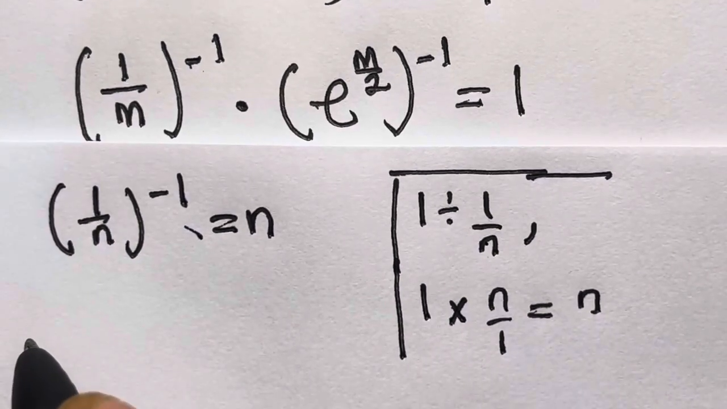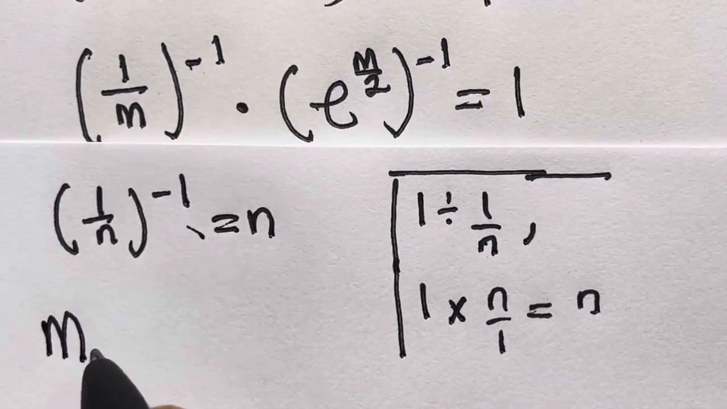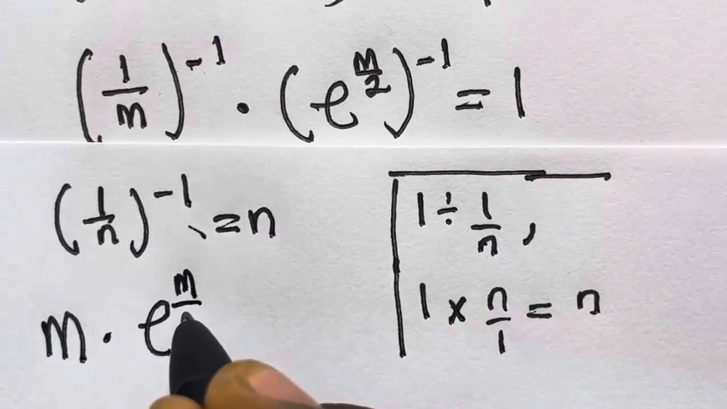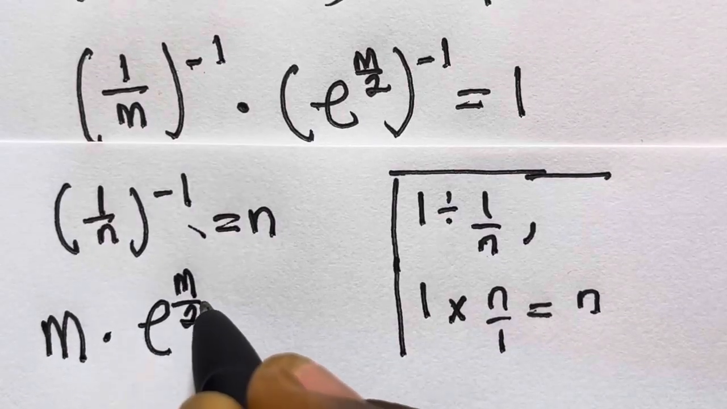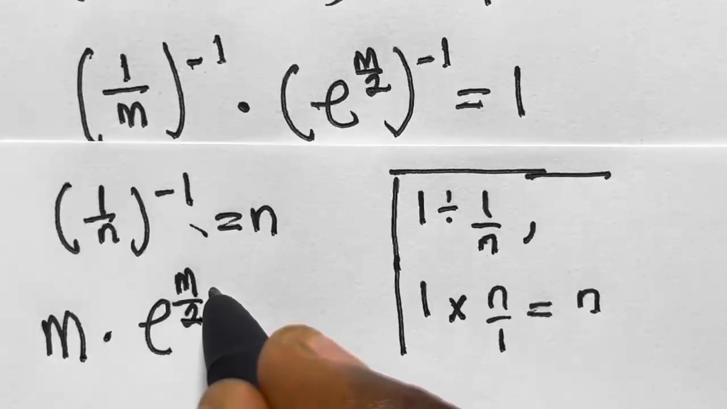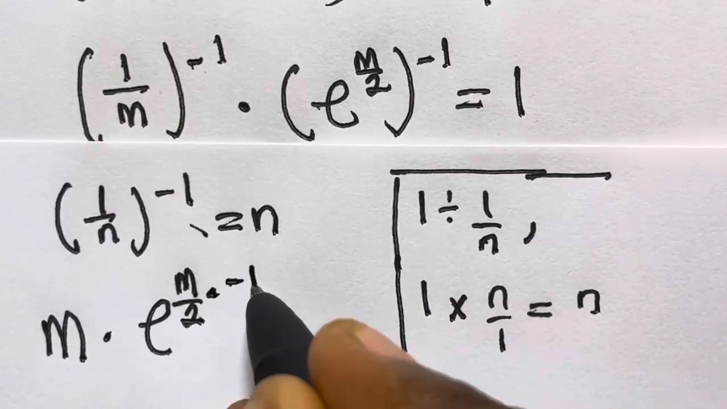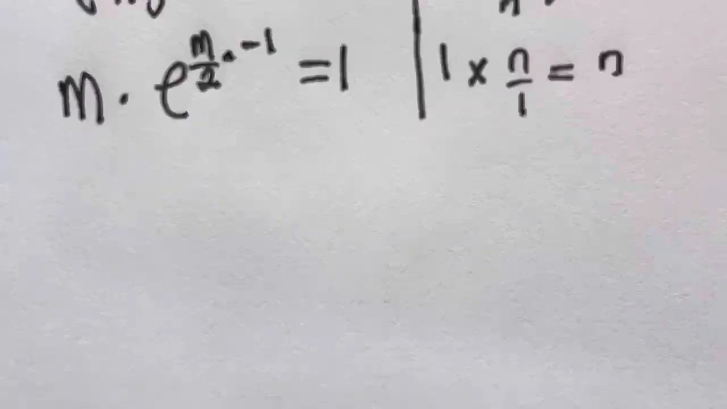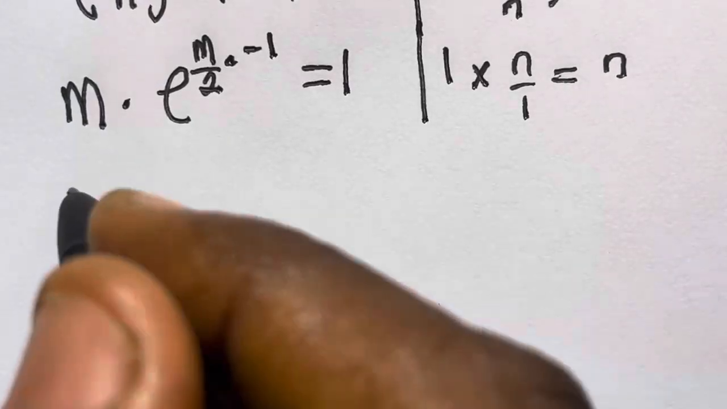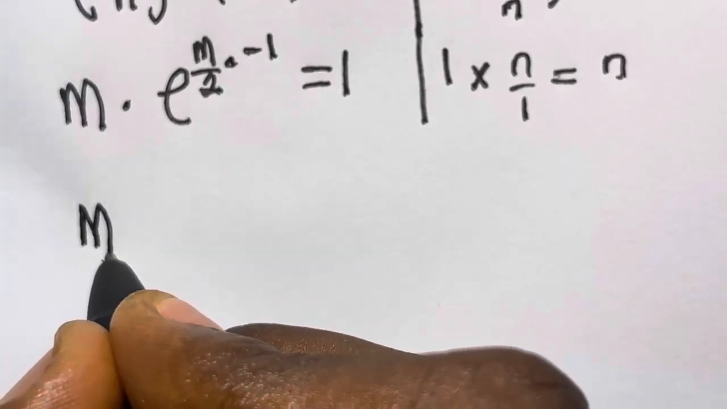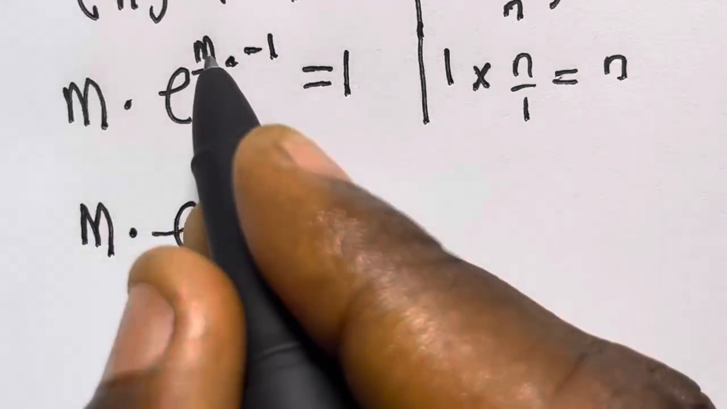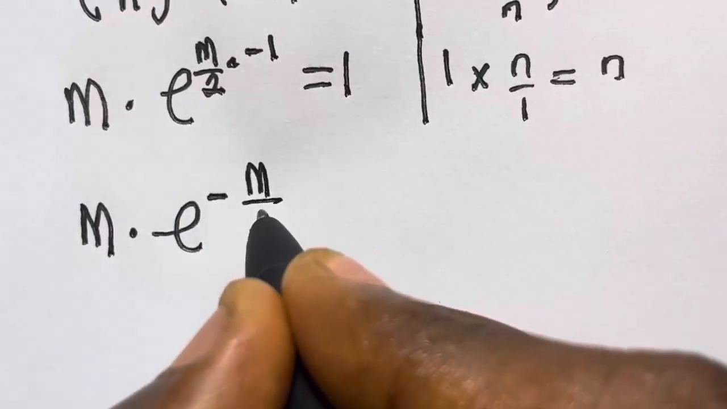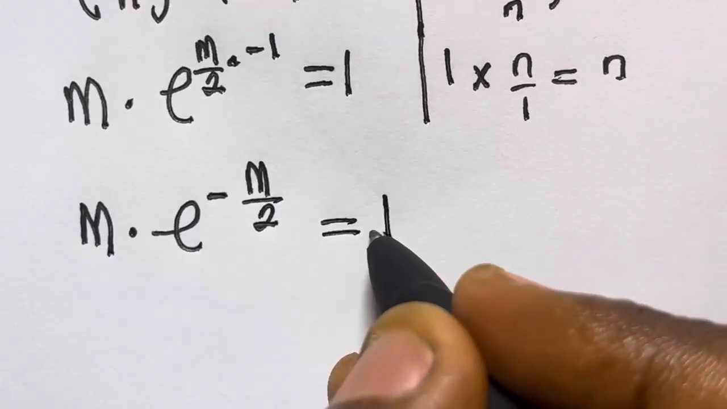So this will become m times we have exponential m divided by 2, right? So times minus 1 times minus 1. This is equal to 1. So if we multiply this, we are going to have m times exponential minus 1 times m divided by 2. We have minus m divided by 2 equals 1.